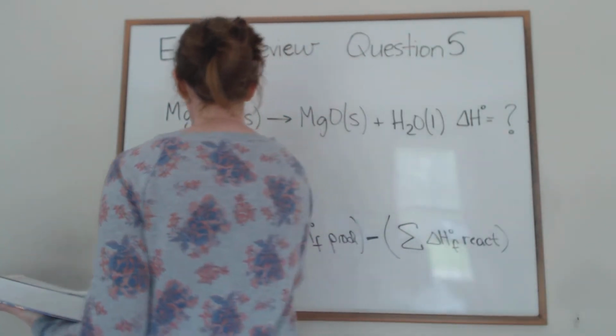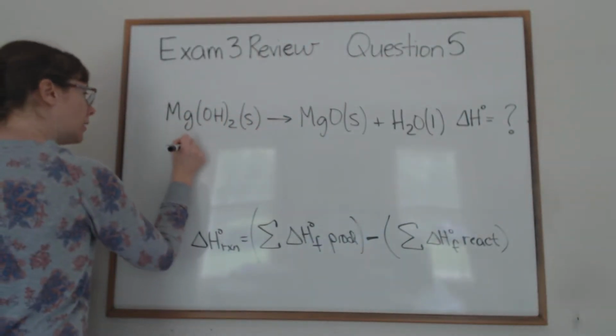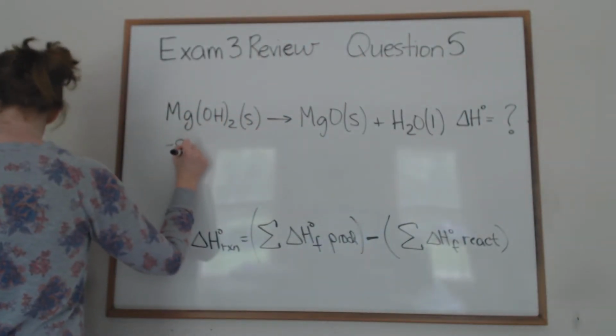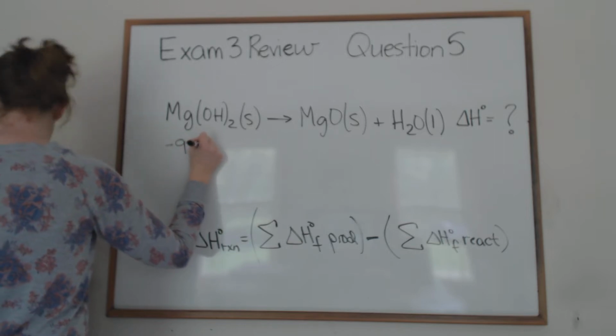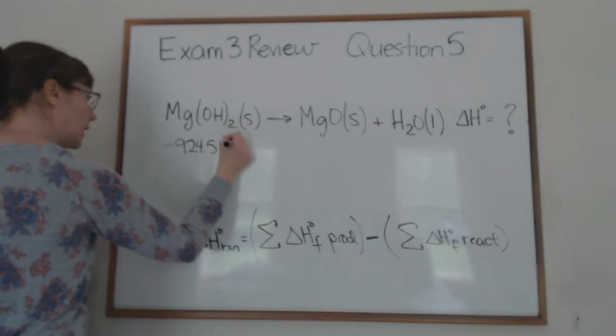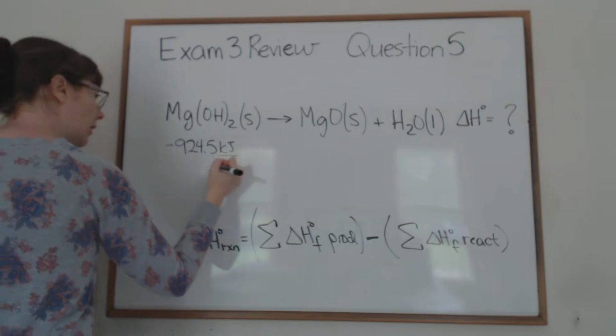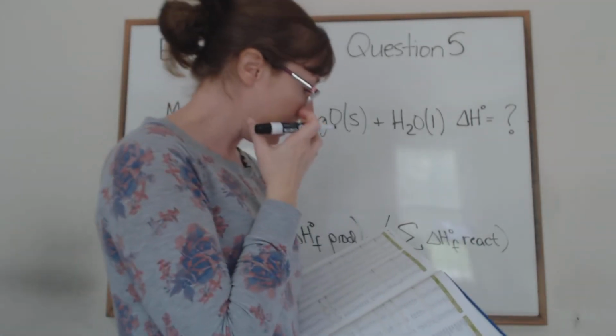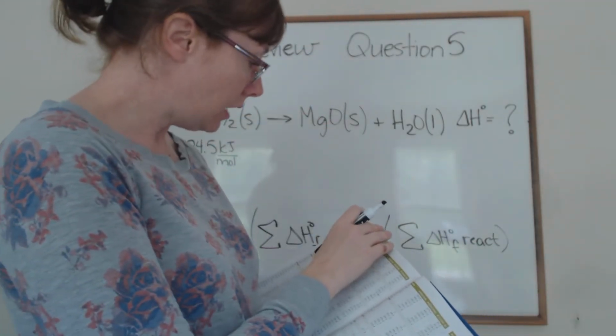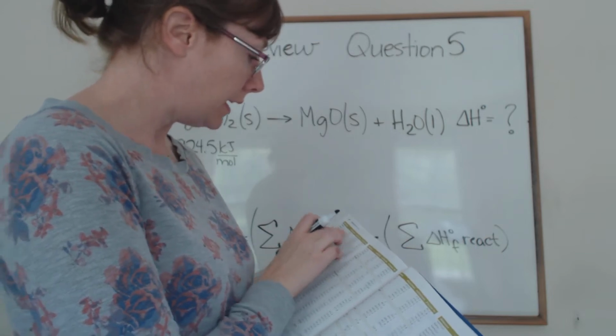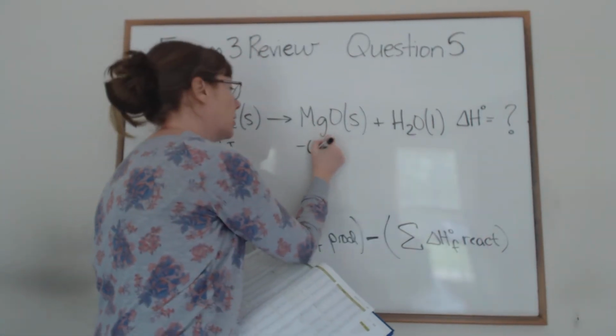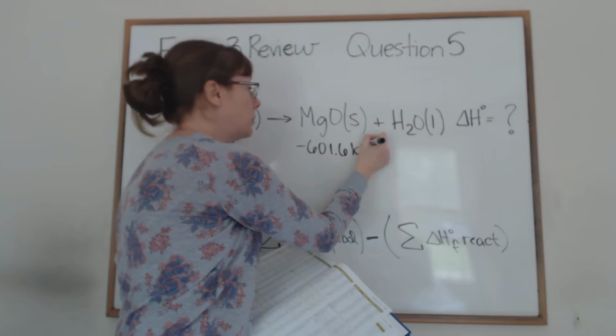I'm just going to write that underneath it. Negative 924.5. Now it has a unit. It's kilojoules per mole. All right, so let's grab that one. Then look up the other. So MgO solid is right above. It's negative 601.6 kilojoules per mole.